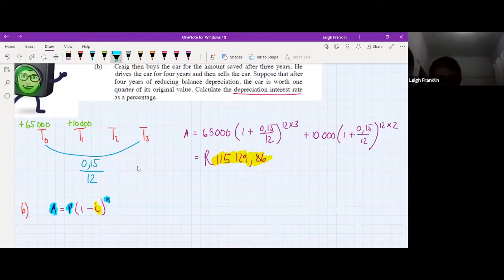What do you guys think? How are we going to work out A? Is n equal to 4? Yes, it is. n is equal to 4, quite right. Lovely, I agree with you. So n is 4. P is 115,129.86. Isn't A what we worked out? Okay, so Chantal says, isn't A what we worked out?